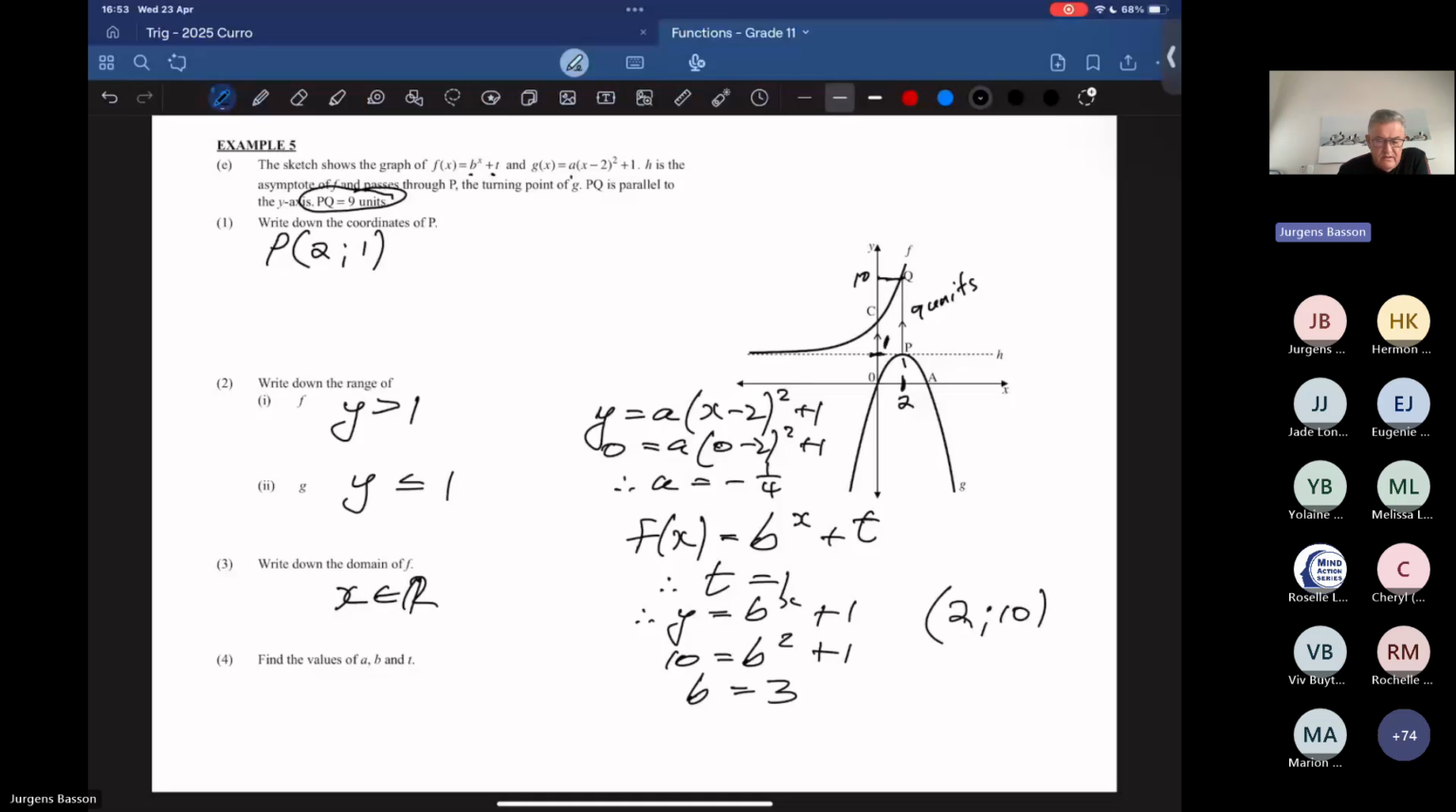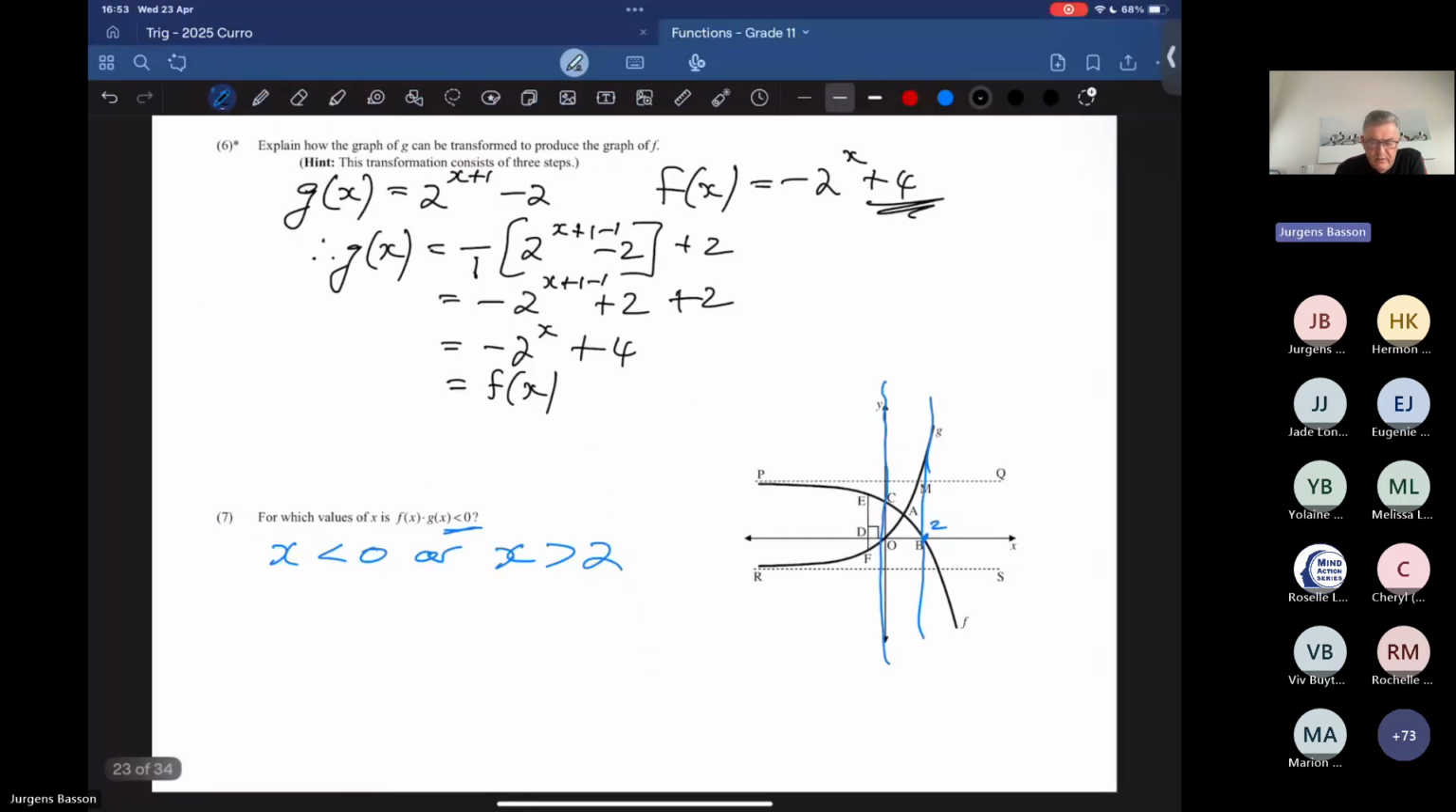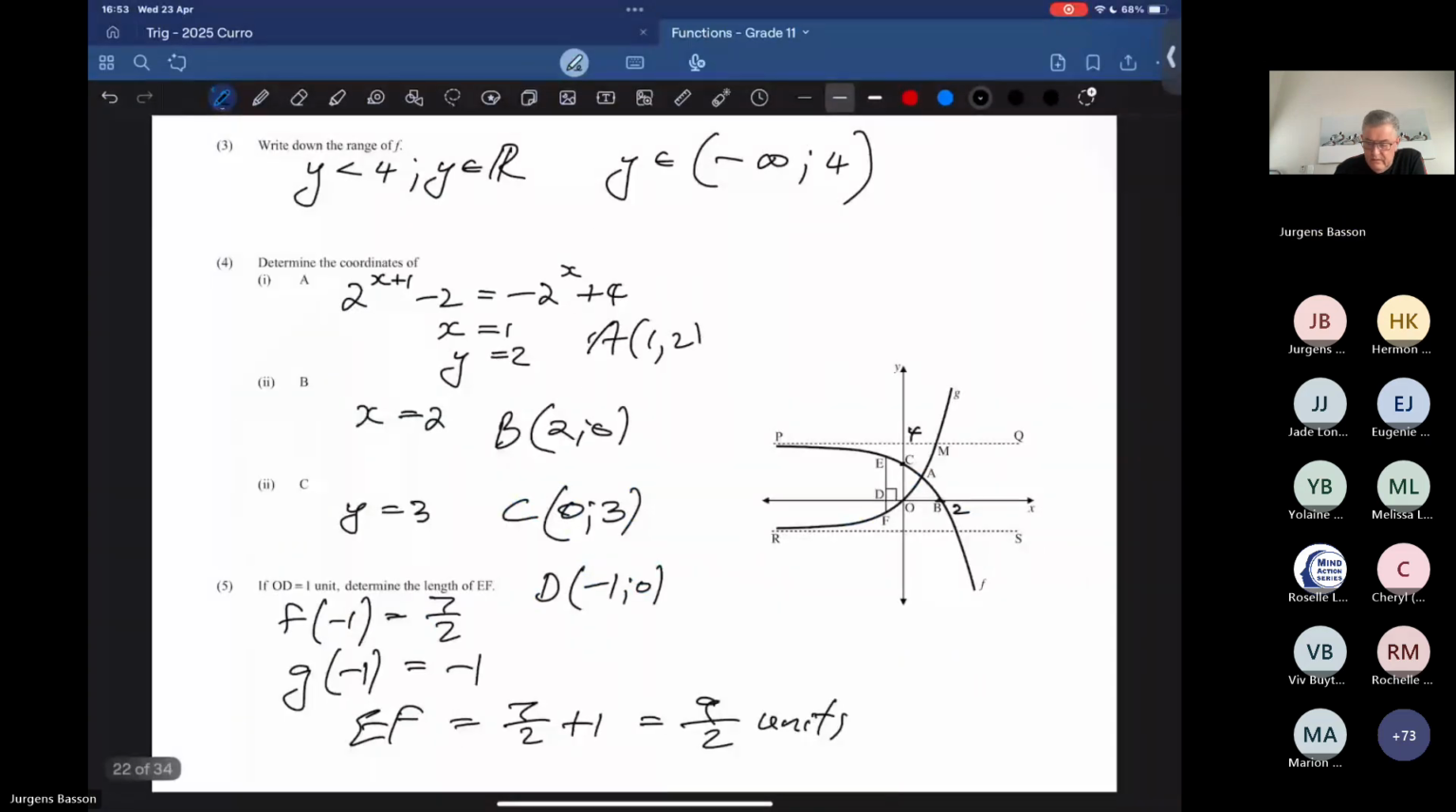Is it this one? Because there's no C here. She refers to C, but I don't know which question. Maybe she can be a little bit more specific. Which question? 4, I think 4.